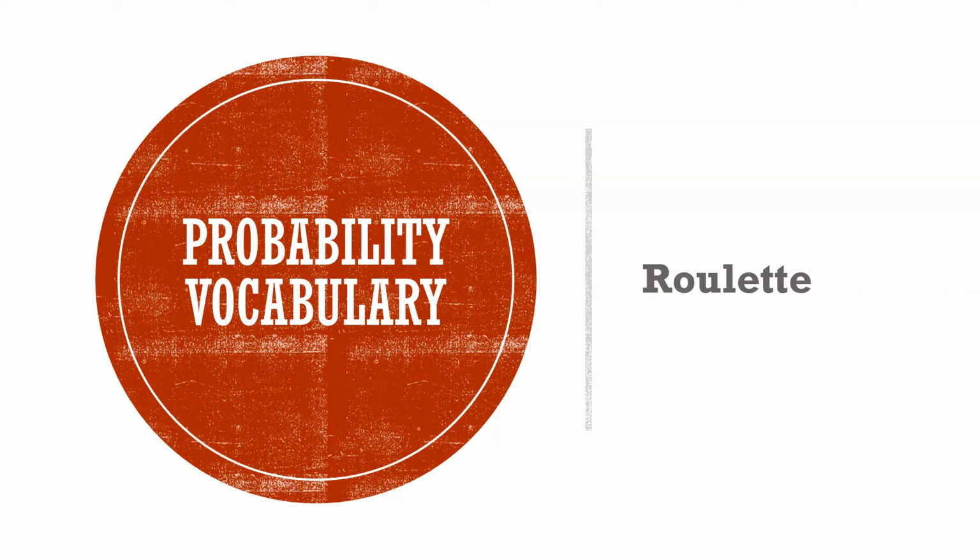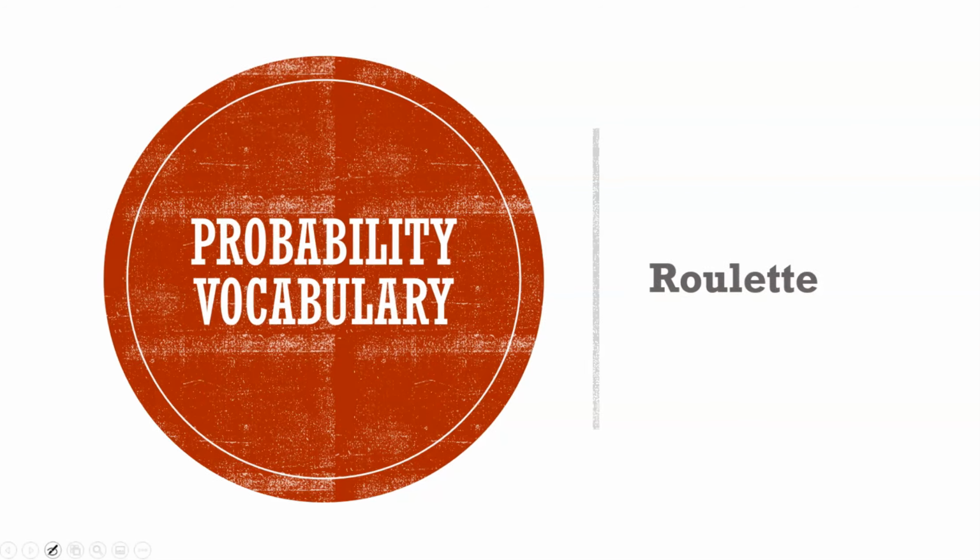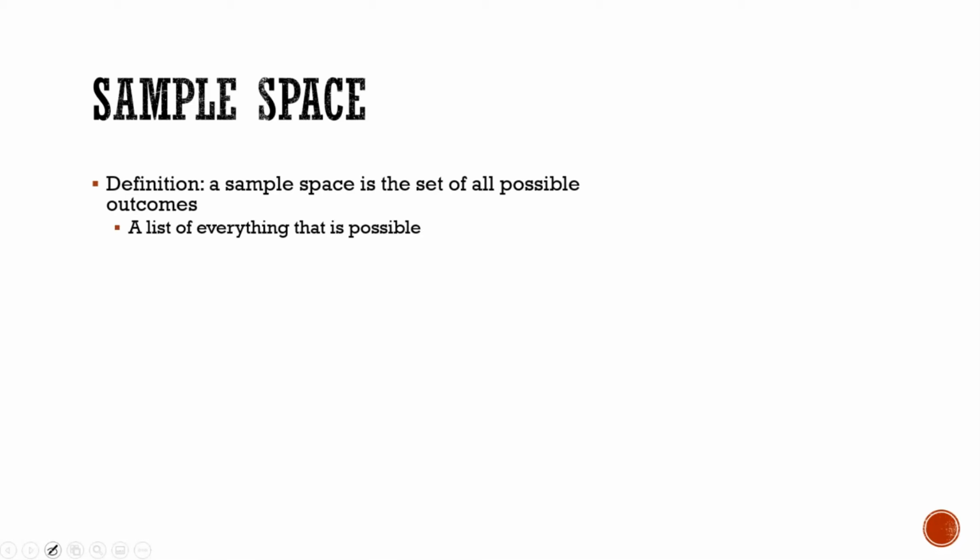In this lesson, we are going to give names to topics we've already been discussing and also teach vocabulary words through the game of roulette. Our first vocabulary word is sample space. We've already been using this word through this unit. The definition: a sample space is the set of all possible outcomes, or in other words, a list of everything that is possible. Some examples.